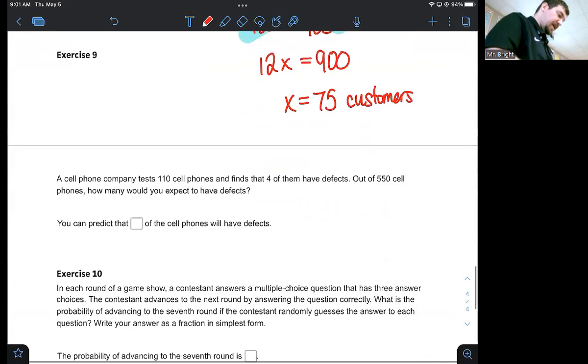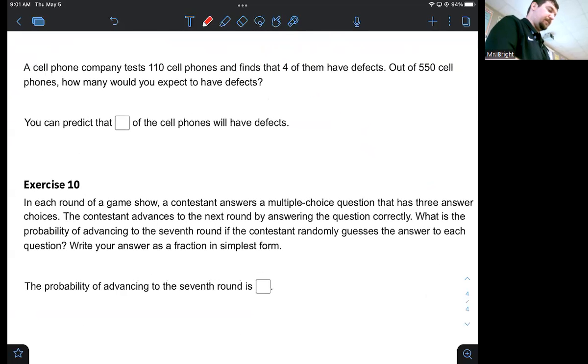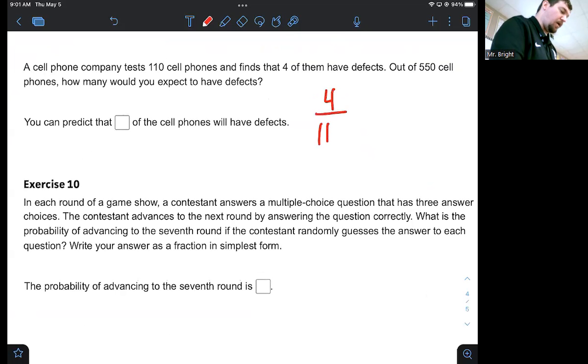Number 9, a cell phone company tests 110 cell phones and finds that 4 of them have defects. Out of 550 cell phones, how many would you expect to have defects? How many? This isn't a probability problem where I write it as a fraction. How many cell phones will be defective? This is another prediction question. So far, how many cell phones have I seen with defects? 4 out of 110. So if 4 out of 110 are defective, then fill in the blank: how many X out of 550?